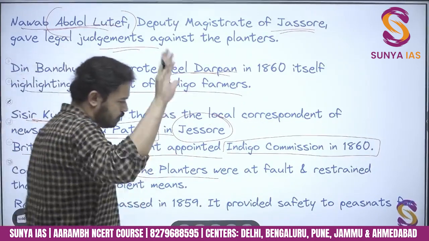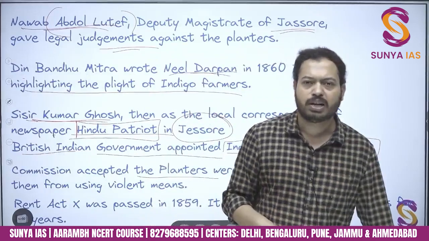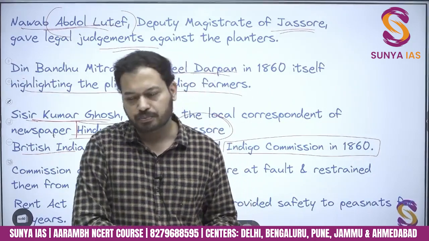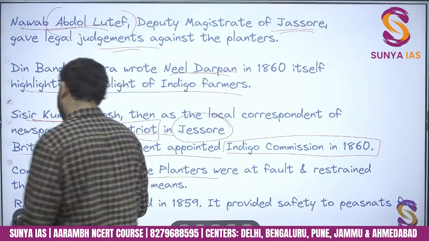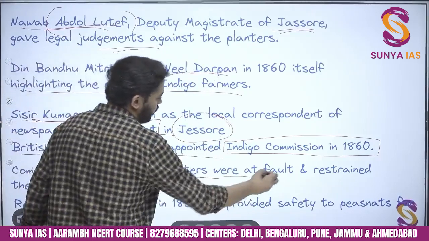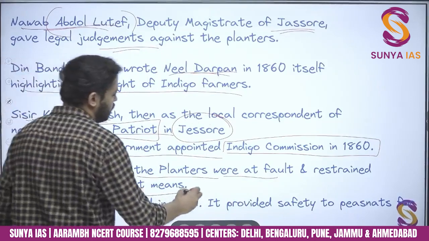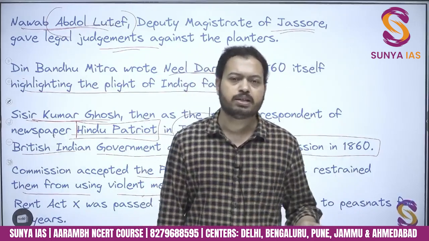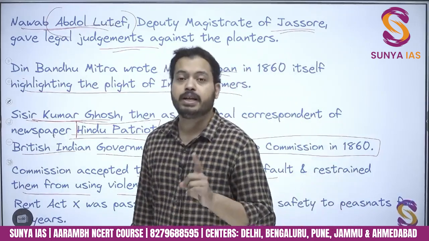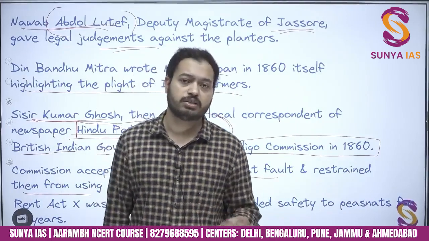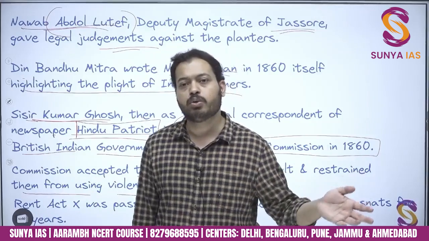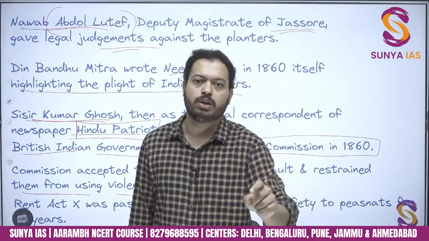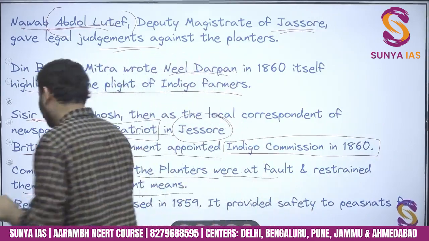The commission accepted the planters were at fault. It was a whole session, in which more than 112 plantation laborers made their speeches. They were heard, and finally the commission found that what the plantation owners had done was wrong. They accepted the planters were at fault and restrained them from using violent means. Although one needs to understand that even though they accepted that what the plantation owners were doing was wrong, they never took very strict action against them. They were not punished, or jailed, or even told to pay fines. All that was done was they were told not to do it again. So you can understand what is happening.